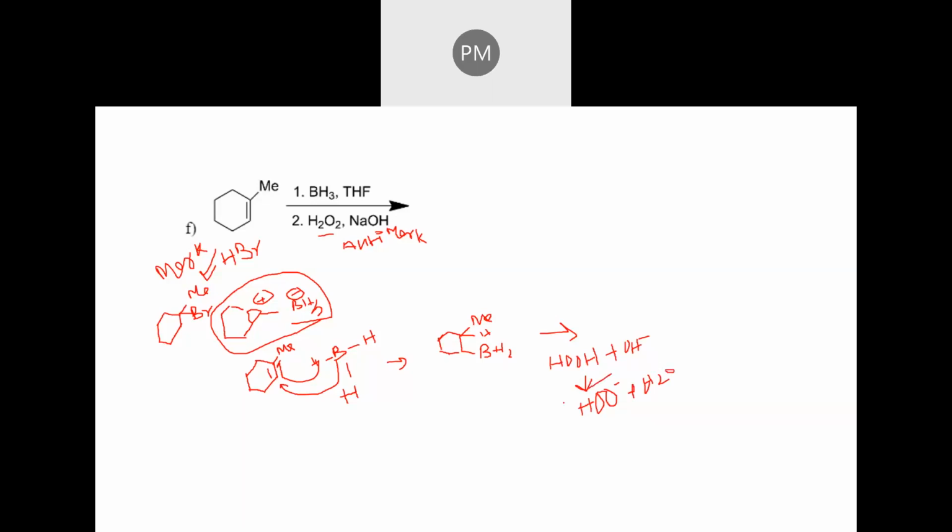So what will happen? This HOO minus attacks this boron center, and this will become like this. This will be on methyl, so on hydrogen, and our boron will become like this, BH.